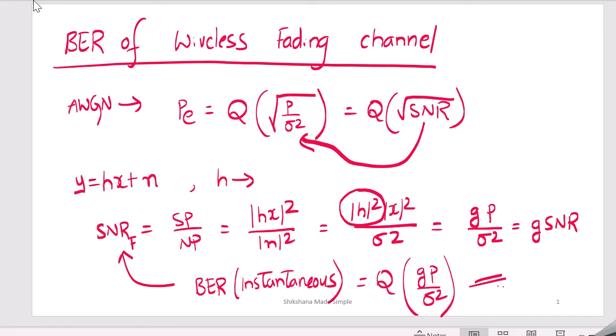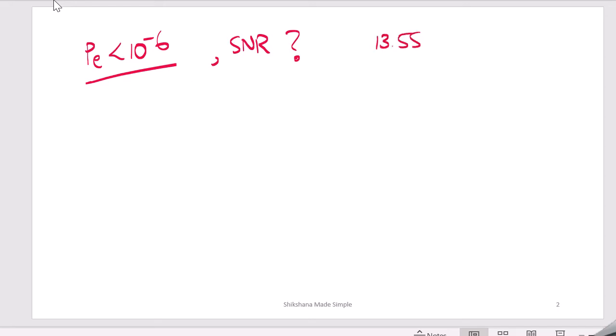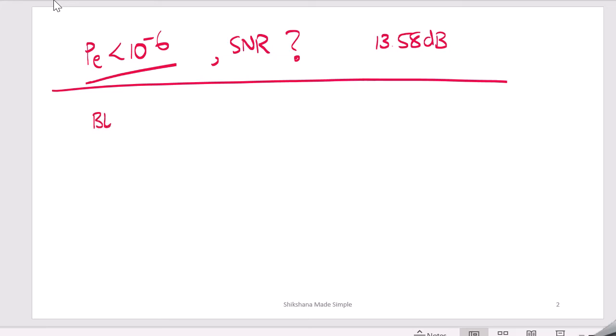Now we will talk about what is the SNR requirement. In the AWGN channel, we were talking about the probability of error less than 10 to the power of minus 6. To achieve this, what should be the SNR, right? So we figured out that it was around 13.58 dB. Now let us keep the same parameters. Basically your probability of error, which is BER, should be less than 10 to the power of minus 6.